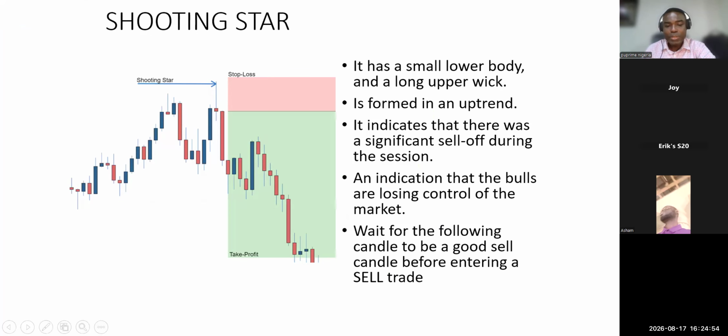This is an example of a shooting star. Here we see a shooting star formed: short body, long upper shadow, big confirmation candle, and you can see price dropping.